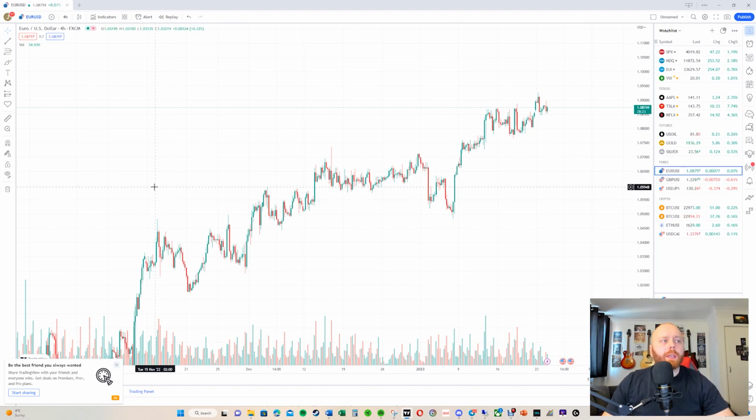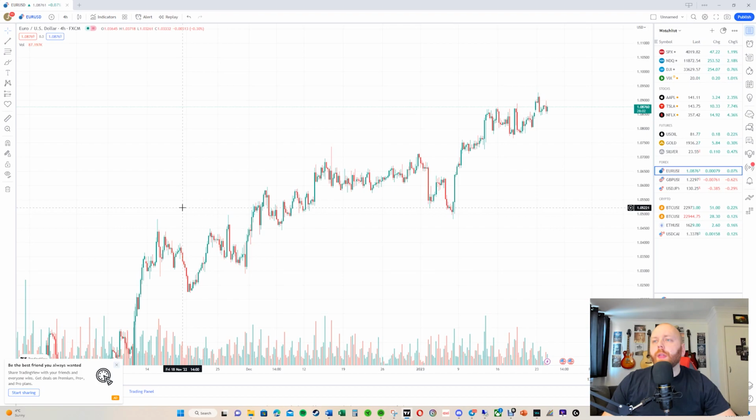But let's start just by giving a basic overview of TradingView itself. Obviously, as you can see right bang in the middle, we have a chart here. This chart is Euro USD, and we know that because it says up in the top left Euro versus the US dollar. And if you are trading Forex, this is going to be one of the things that you trade.